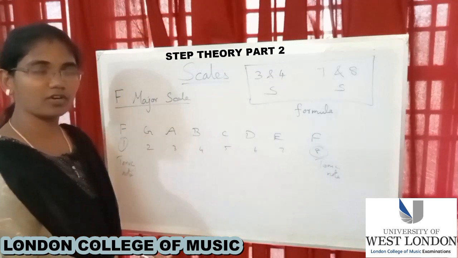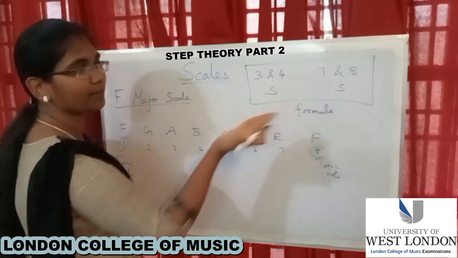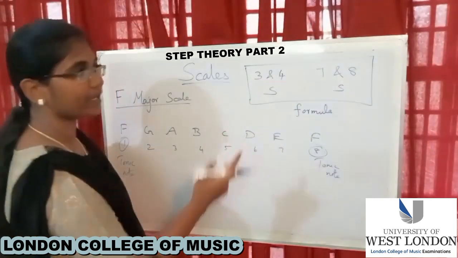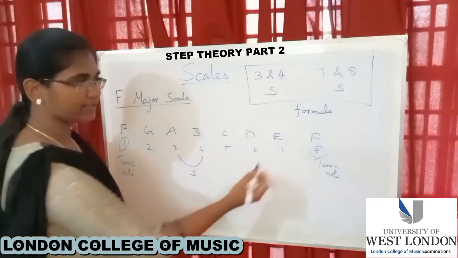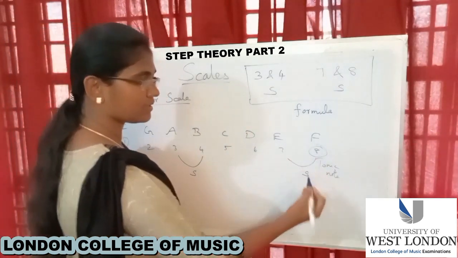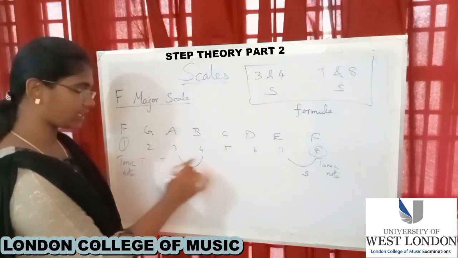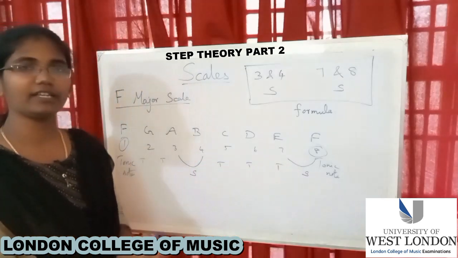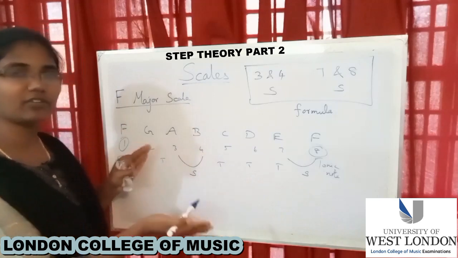Now we are going to mark the semitones, mark our formula pattern. 3 and 4 is in semitone, 7 and 8 is in semitone. Mark 3 and 4 as semitone, and then 7 and 8 also as semitone. All the other notes are in tone gap. Now we are going to check whether these notes are in the same tone and semitone gap.